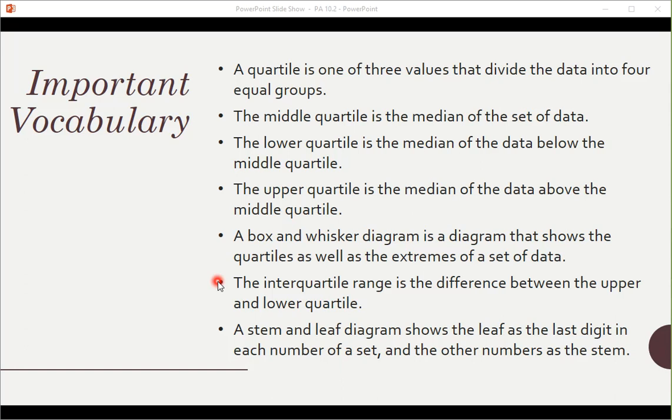We also have stem and leaf diagrams, which you're probably more familiar with. That's the type where you show the leaf as the last digit in a number set, and the other numbers, it could be tens place, hundreds place, whatever it happens to be, those count as the stem. Let's practice.